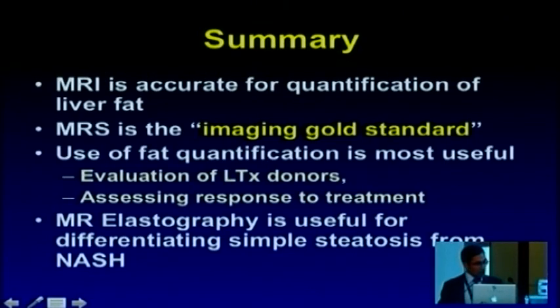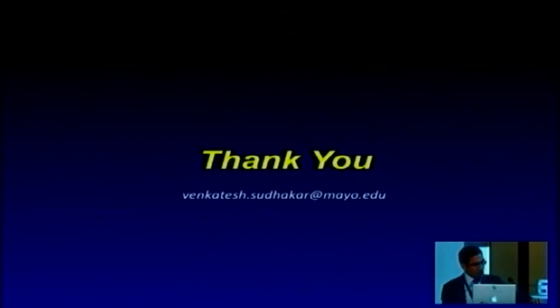So with that, I'll summarize that MRI is accurate for quantification of liver fat. MR spectroscopy is the imaging gold standard, and use of fat quantification, at least in our practice, is most useful for evaluation of liver donors, whether they qualify to be donors or not, and at the same time for assessing response to the treatment. And MR elastography, which we use at the Mayo Clinic, is useful for differentiating simple steatosis from steatohepatitis. Thank you.